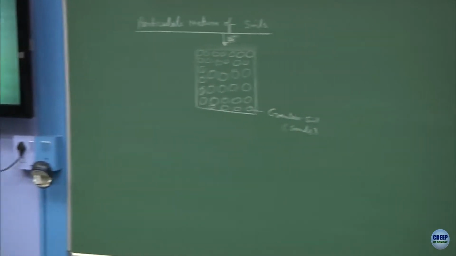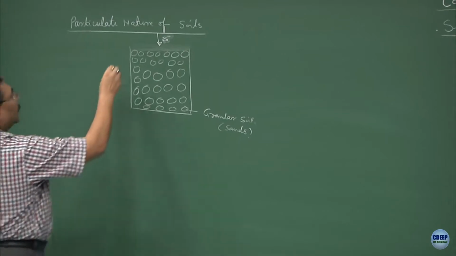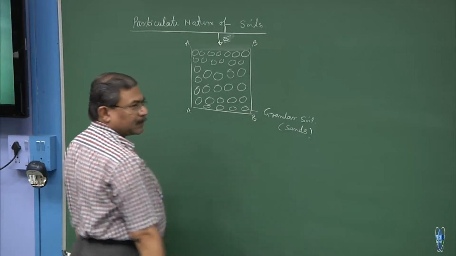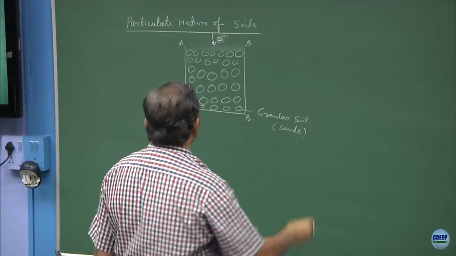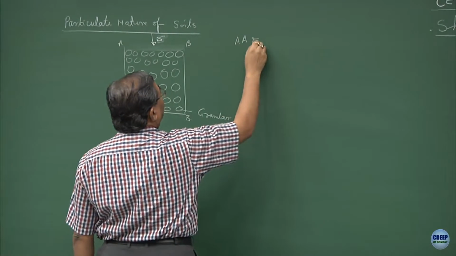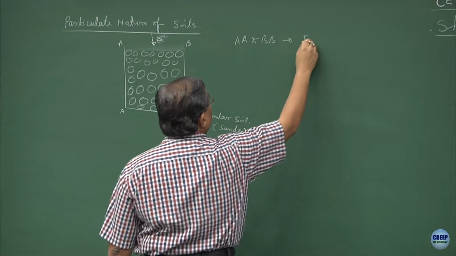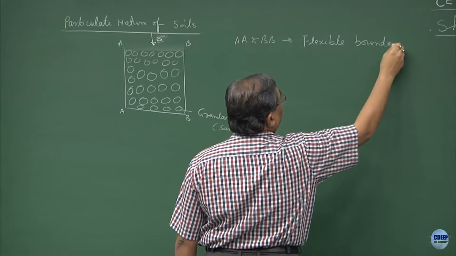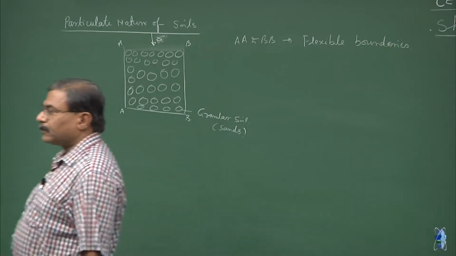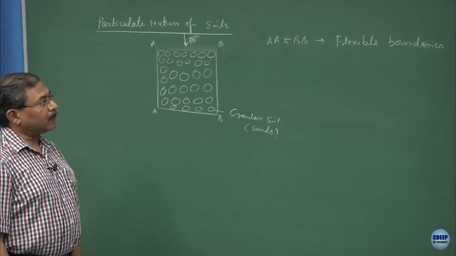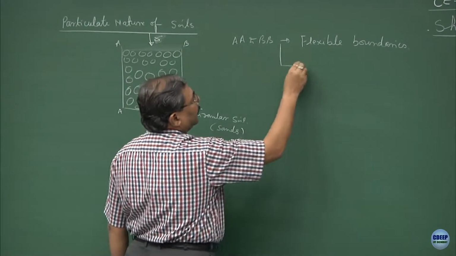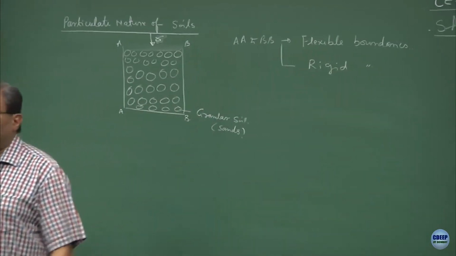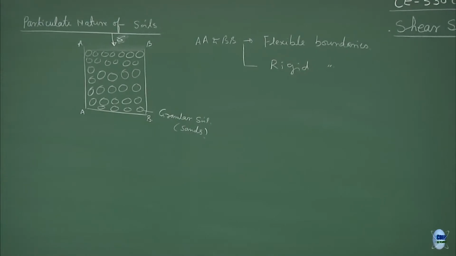Then we created two situations out of this. One is where the container happens to be a flexible boundary container. So, that means AA and BB are flexible. Alright. The second situation which I talked about is where AA and BB are rigid. And then we were talking about the deformation characteristics of the soils, is it not?